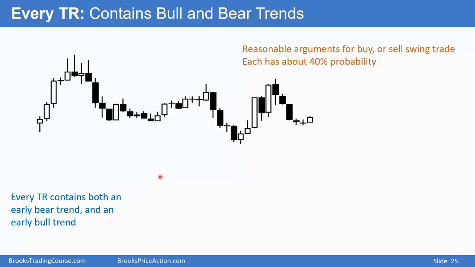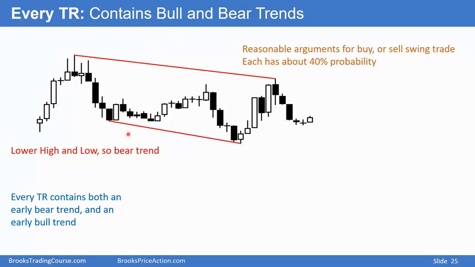All reasonable swing setups have about a 40% chance of success. I say that, but there's a 50% chance the final breakout will be up and a 50% chance the final breakout will be down. There's also a 50% chance that the first breakout attempt will fail, and only a 40% chance that any good-looking buy setup or bear setup is the start of a swing.